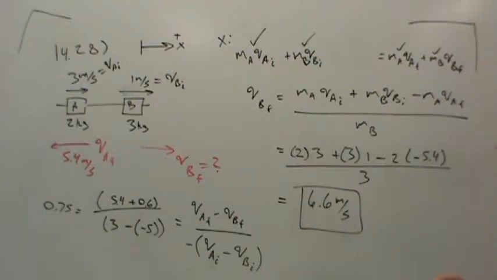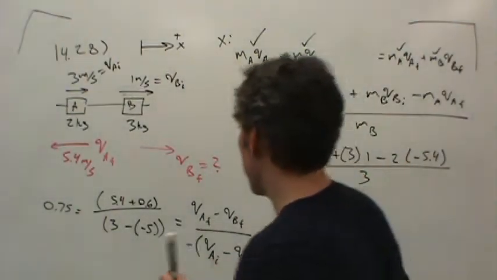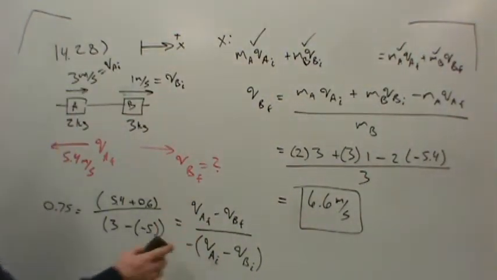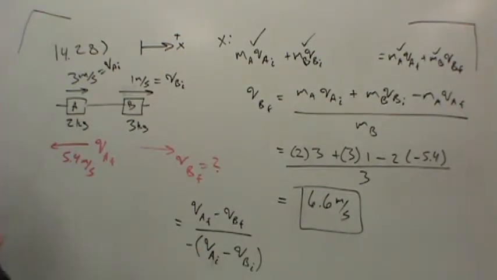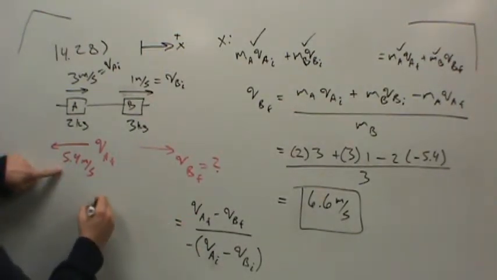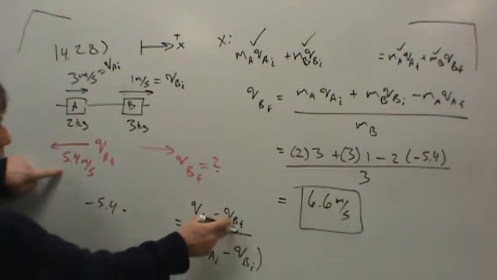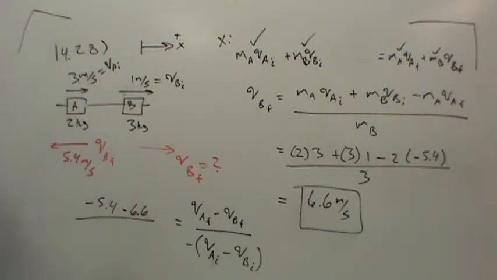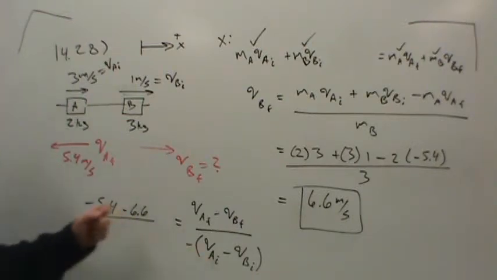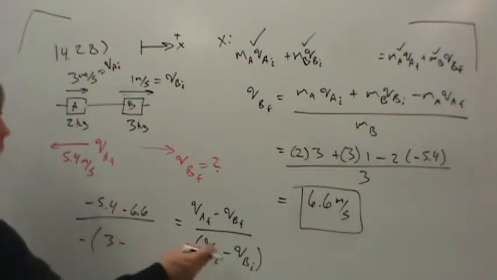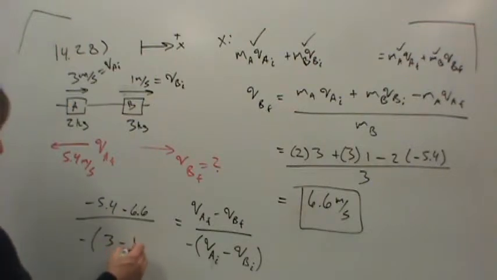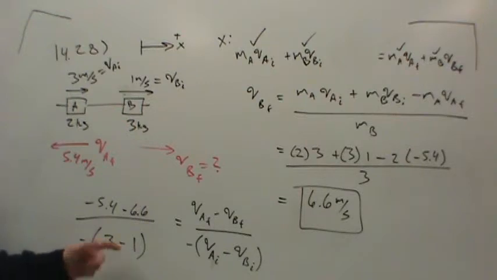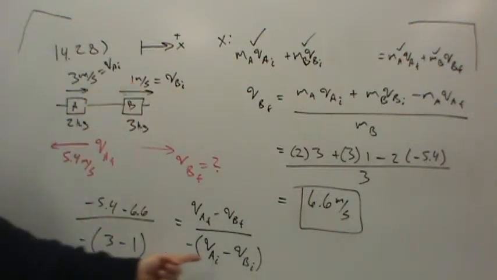Let's see, I'm afraid the coefficient of restitution is going to come out negative. Let's find out. It would still be the same way. So let's just plug in the numbers. Velocity of A final, negative 5.4. Velocity of B final, 6.6, divided by, or we'll end up with a coefficient of restitution greater than 1, velocity of A initial, 3, velocity of B initial is 1. Right? So the negative sign is not indicated there, it's just the difference.